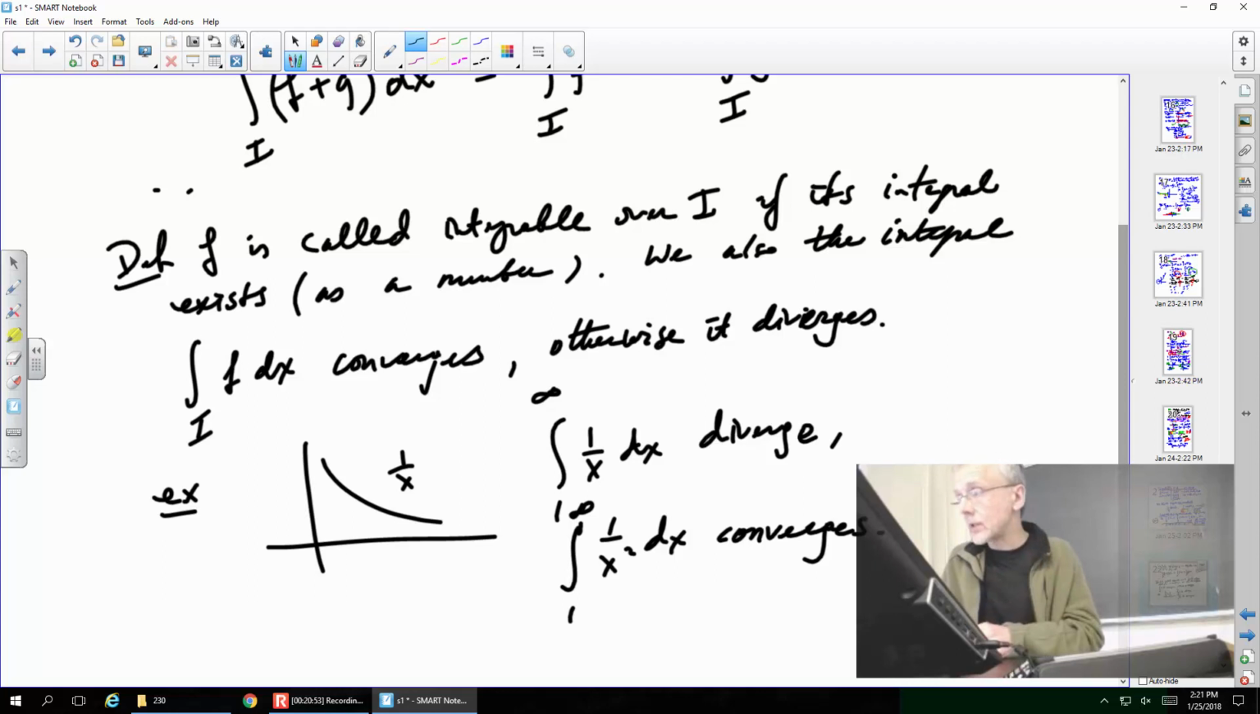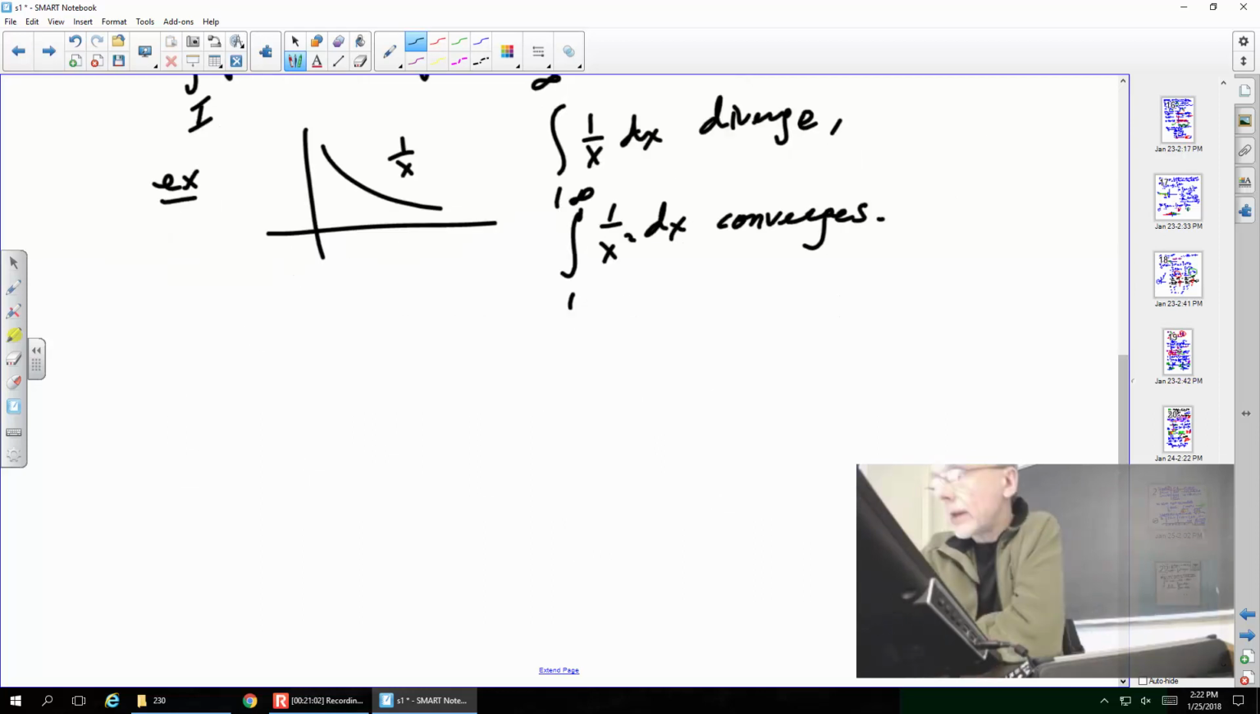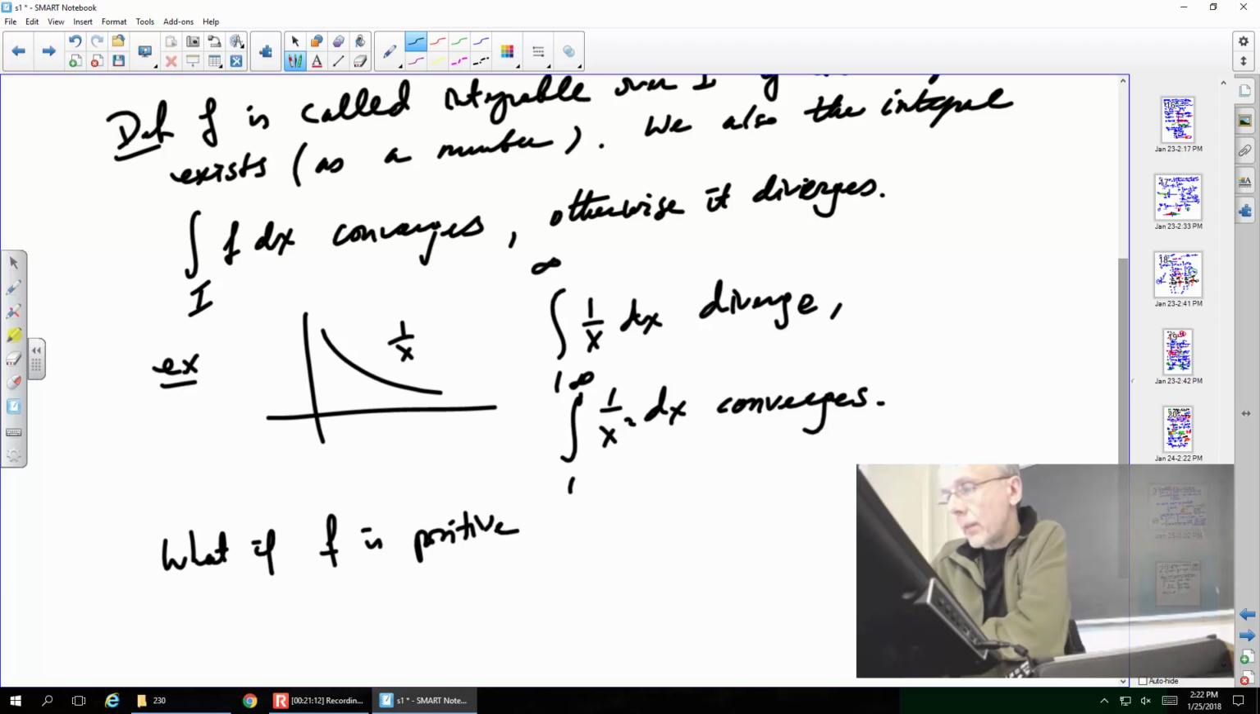So the question is, one of the examples I want to bring up here is this. Things get simplified when this function is positive. So what if f is positive? What can we say about the integral from 1 to infinity of f dx when the function f is positive? So it looks like 1 over x.